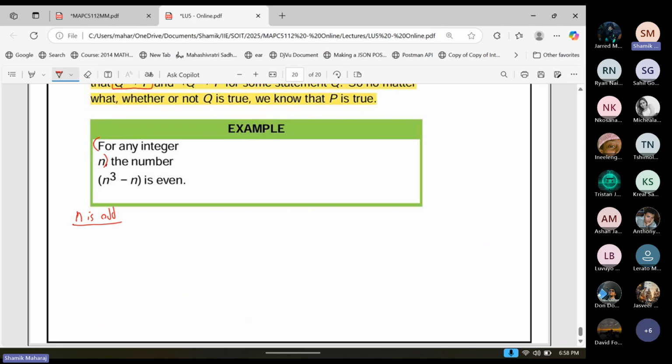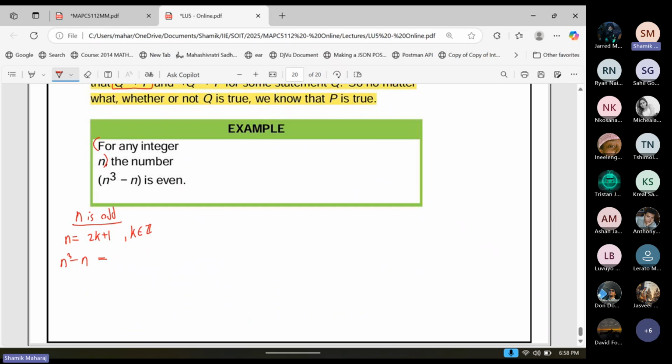So n is odd. In that case, we'll write n as 2k plus 1. Of course, we know k is an integer. We've seen this before. Then what does n cubed minus n look like? Is it an even number? Well, I don't know. Let's check. So let's plug our n into here.